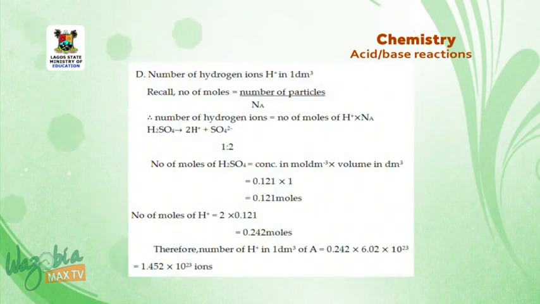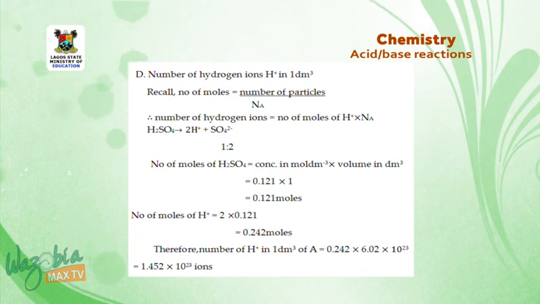D. Number of hydrogen ions in 1 dm cube. Recall that number of moles is equal to number of particles over Avogadro's number. Particles can be atoms, molecules, or ions. Therefore, number of hydrogen ions is equal to number of moles of hydrogen ion times Avogadro's number. 1 mole of H2SO4 will dissociate to give 2 moles of hydrogen ion and 1 mole of SO42-. The ratio of H2SO4 to the hydrogen ion from this equation is 1 to 2.